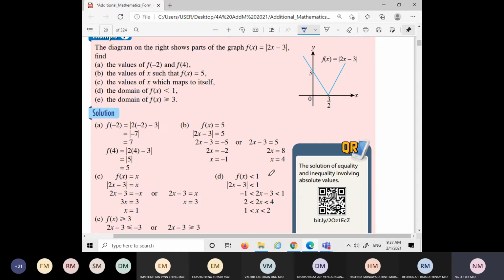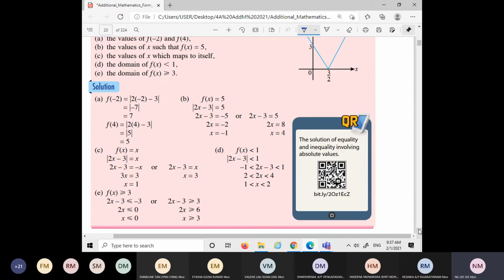Next we go to part C. The value of x which maps to itself. So you have to know the meaning of maps to itself. Maybe you can make a note of this. Maps to itself means f(x) equals x.